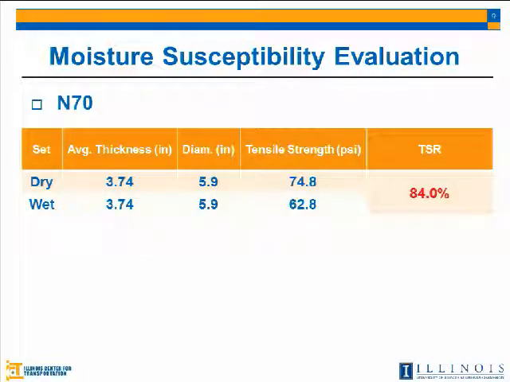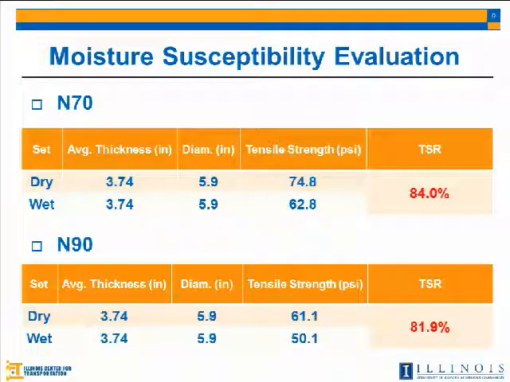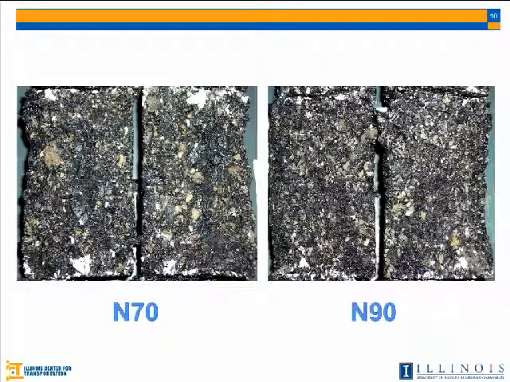According to Illinois specification, if the TSR value that we obtain is less than 85%, it is a moisture susceptible mix. Other than that, it is not. As we can see for the N70 mix, the TSR value was 84%, so it is a moisture susceptible mix. In the case of N90, the TSR was 81.9, so again, it is a moisture susceptible mix. Here we look at 2 wet samples from N70 and N90. We can see the severe stripping rate. It can be counted as 3.3. So this is also another proof that those mixtures are moisture susceptible.